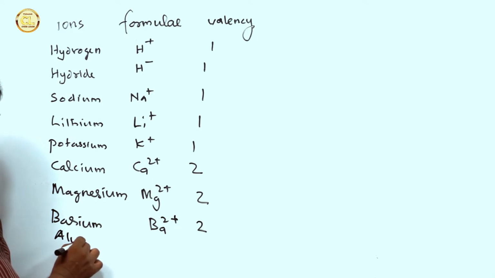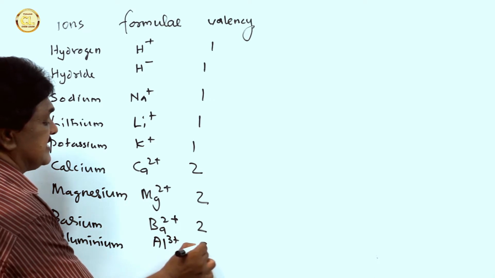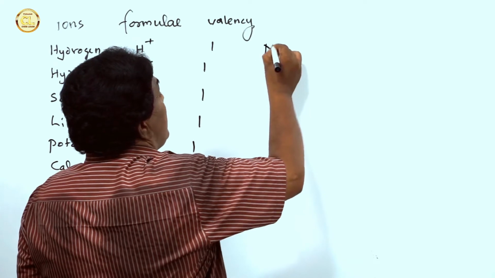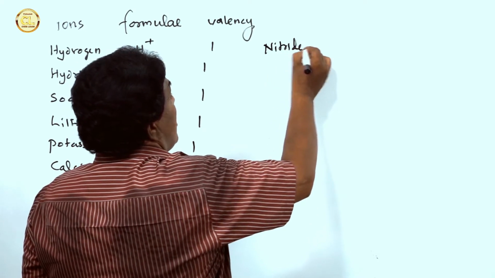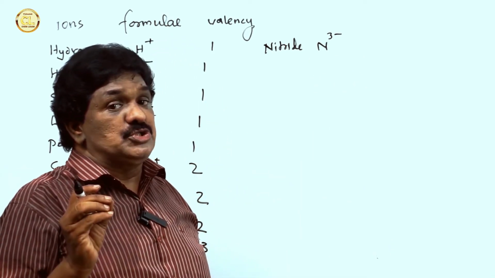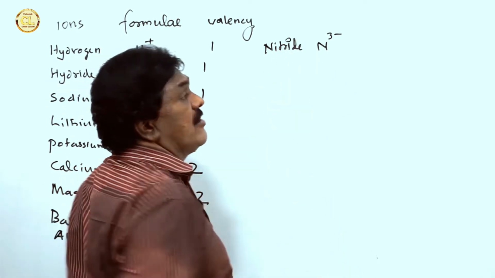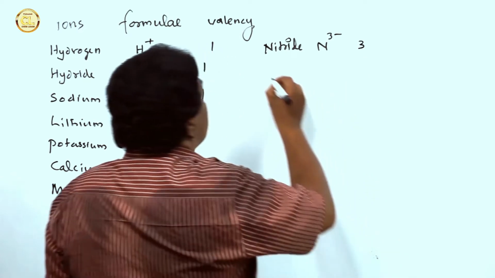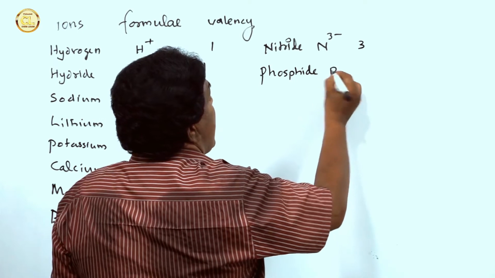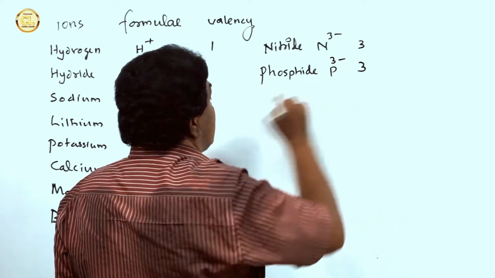Aluminium ion, Al3 plus, its valency is 3. Nitride ion, N3 minus. See, it's obtained by adding 3 electrons to a nitrogen atom. So N3 minus, that is nitride ion. So its valency is 3. Then phosphide ion. It's also obtained by adding 3 electrons to a phosphorus atom. That is P3 minus. Its valency is 3.